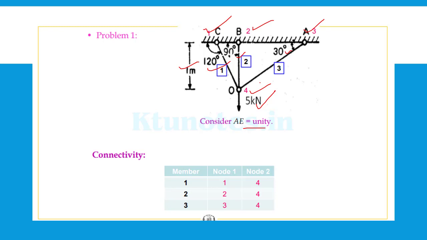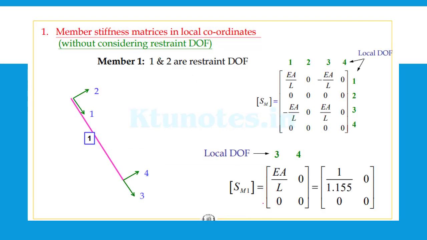So we have in this one mainly 3 members. Member 1 is indicated in this square as 1, this is actually 2 and this is actually 3. This is the loading, so this is not a member. Member 1 connects node 1 and 4, member 2 is between 2 and 4, and member 3 between 3 and 4. Just the connectivity.